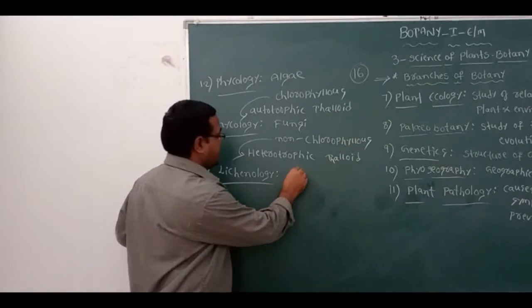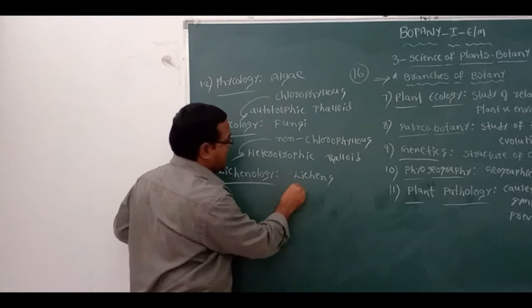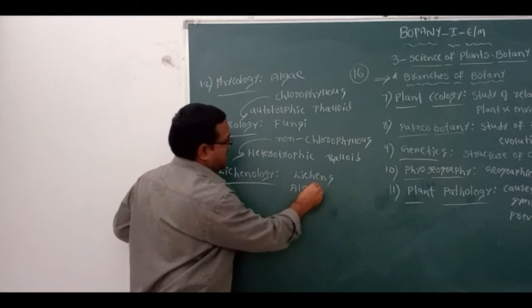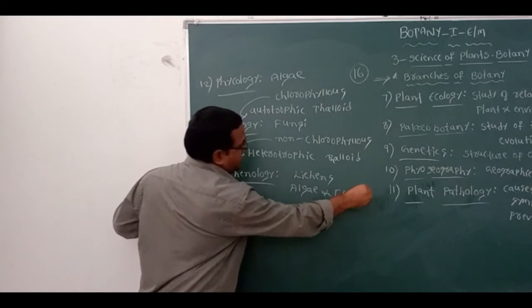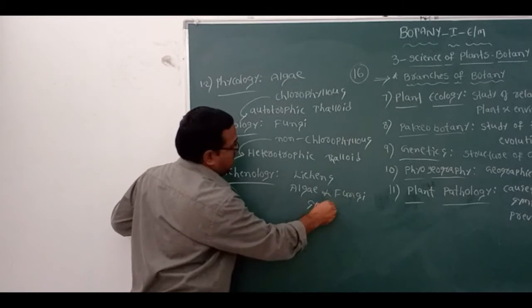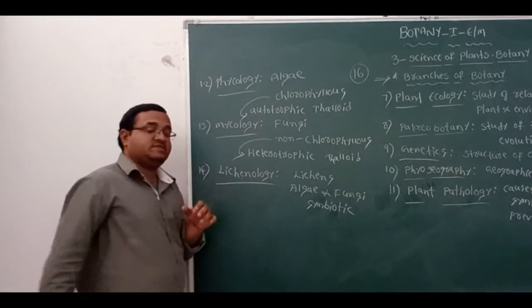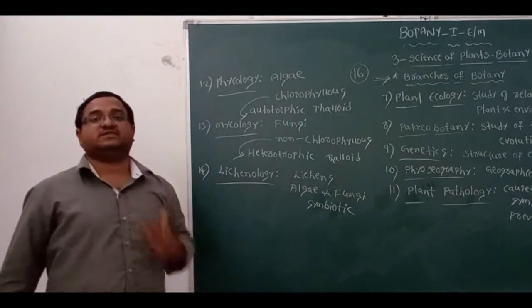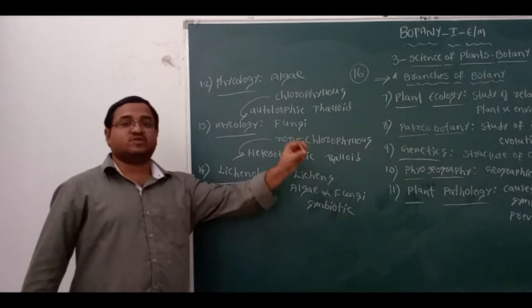In these lichens, algae and fungi maintain a symbiotic relationship. Symbiotic relationship means both are benefited. Algae got benefits, fungi also got benefits.